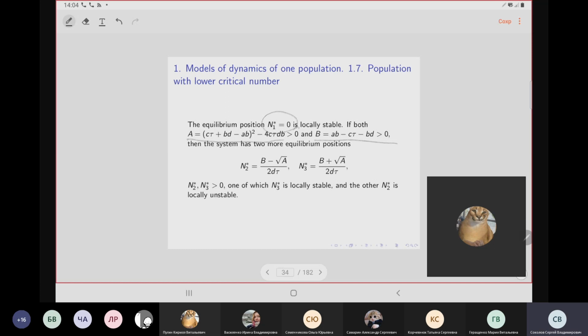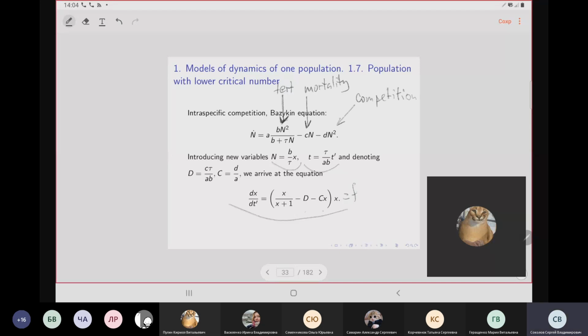We can examine their stability as usual. So if the right-hand side is f of x, we can calculate f prime at x equal to equilibrium. And finally, we'll see the sign. If the sign of this f prime is negative, then the equilibrium is stable, and if it is positive, then the equilibrium is unstable.